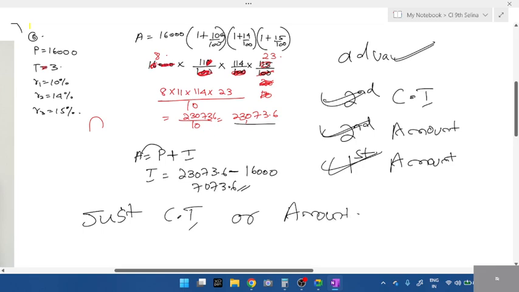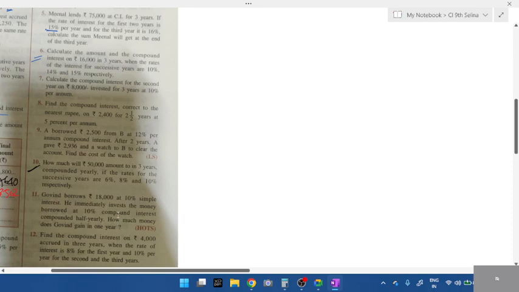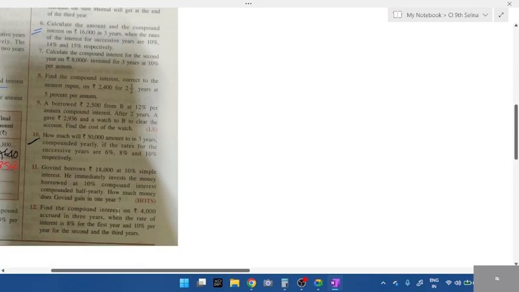Year by year or formula? We can directly use the formula method. For which one? If they just ask for compound interest and amount, the total value. What if they ask for the end of first year, end of second year, end of third year? Then year by year calculation. Yes. So as soon as you see the question, you have to judge. You have to check which formula we can use.